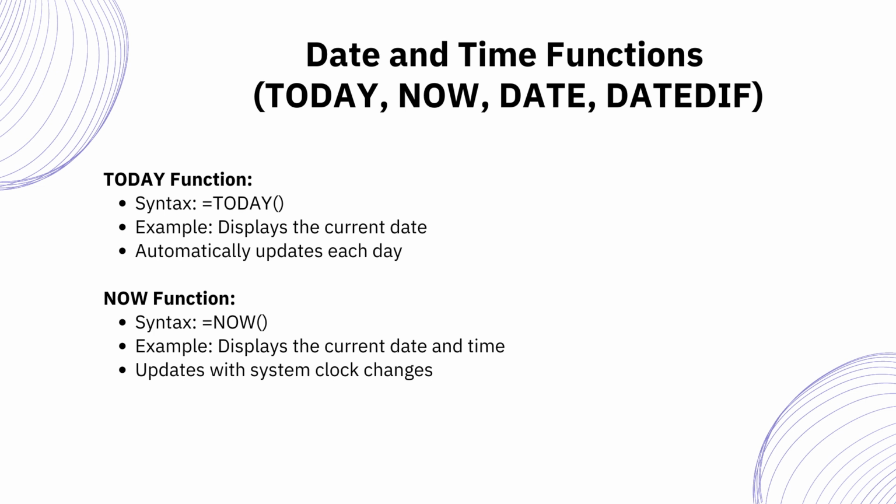Excel offers several functions to work with dates and times effectively. The TODAY function, =TODAY(), returns the current date and updates automatically each day. This is useful for creating dynamic reports that always show the latest date. The NOW function, =NOW(), provides both the current date and time, updating in real time based on your system clock. This is particularly handy for timestamping data entries or creating live dashboards that reflect the current moment.